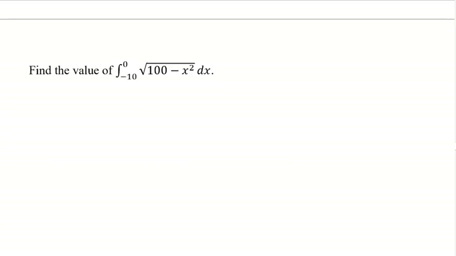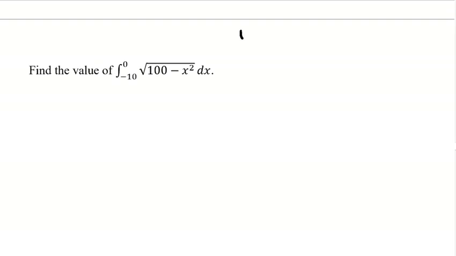Okay, next we've got another integral. And this one does not look obvious. But you know how to take this one. You have probably done this problem before at some point in your lives. Does anybody know what the graph of the square root of 100 minus x squared looks like? Yeah. Okay, so let's figure out what it's going to look like.